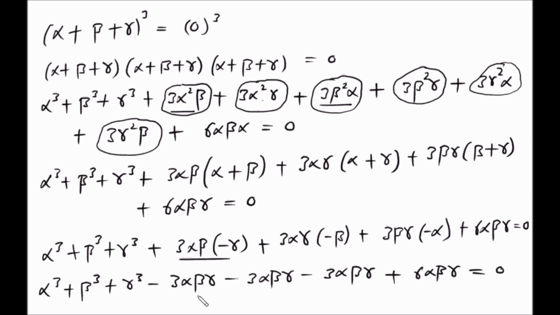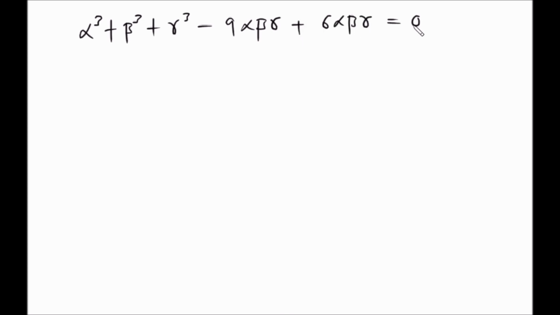So we have 3 alpha beta gamma, 3 alpha beta gamma, 3. So minus minus minus 3 3 3 maana ni 9. So itakuwa hivi, itakuwa alpha cube plus beta cube plus gamma cube minus 9 alpha beta gamma. Don't forget 6 alpha beta gamma. Sawa na nini? 0. So negative 9 plus 6 ni negative 3. Kwa hiyo ni alpha cube plus beta cube plus gamma cube minus 3 alpha beta gamma sawa na 0.